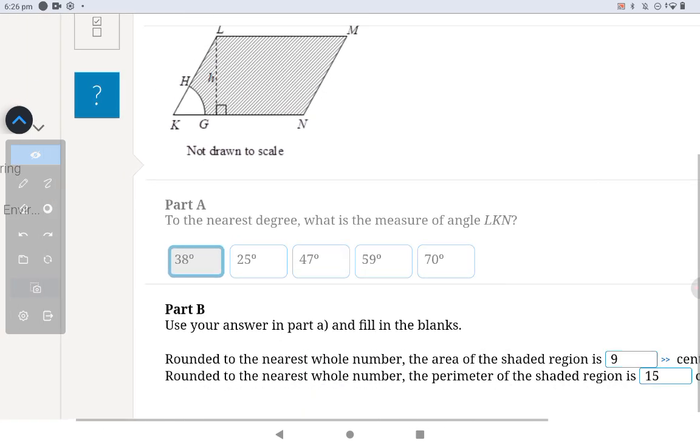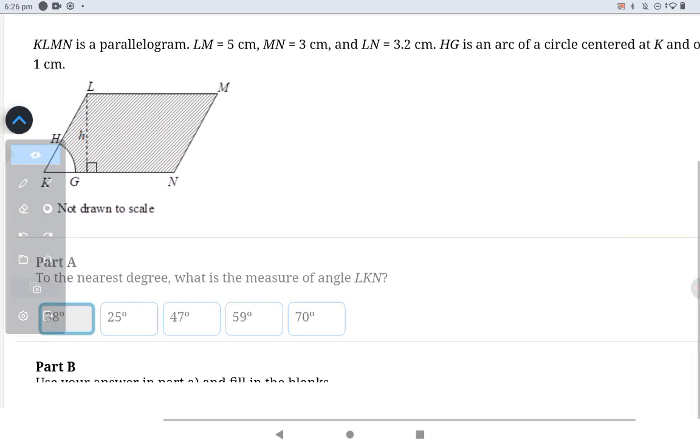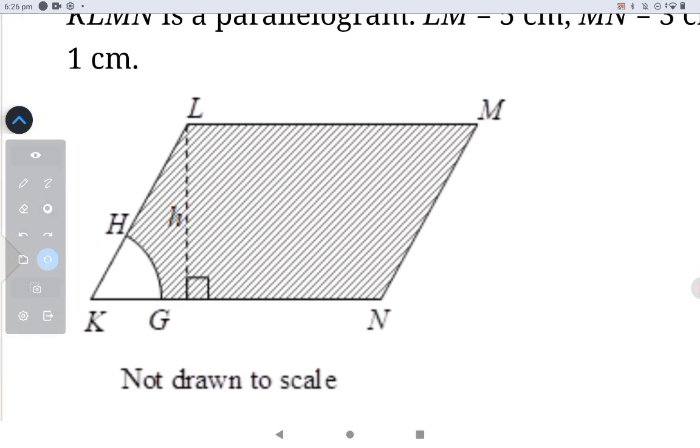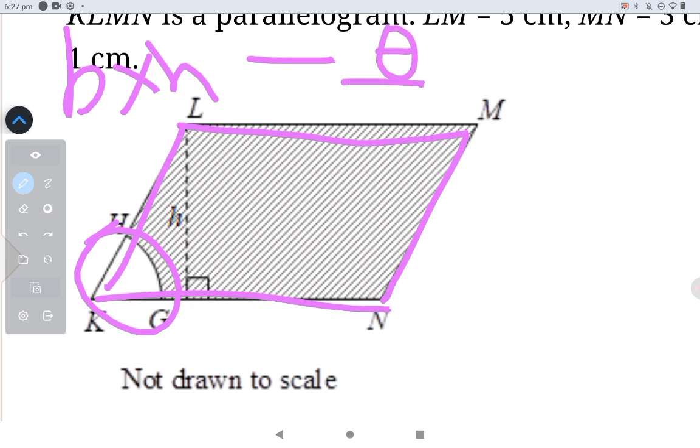Now, round to the nearest whole number, the area of the shaded region. Okay. Now they want area of the shaded region. Now to find area of the shaded region, they want the whole parallelogram without this part. Now to do that, we need to do area of the parallelogram, which is base times height, minus the area of a sector. Area of a sector, the rule is theta over 360. Theta is the angle, multiplied by pi r square.